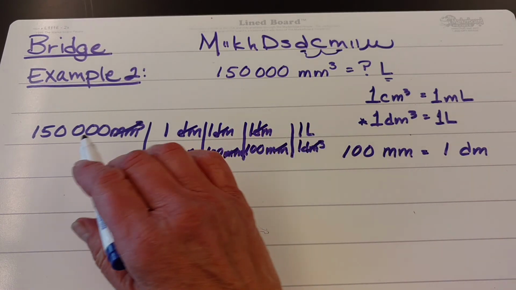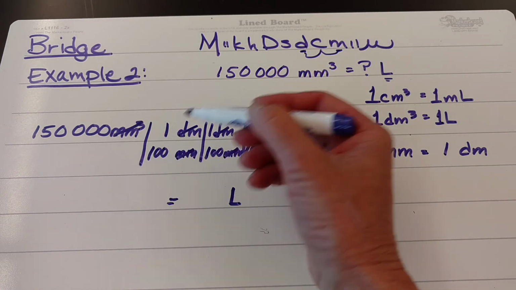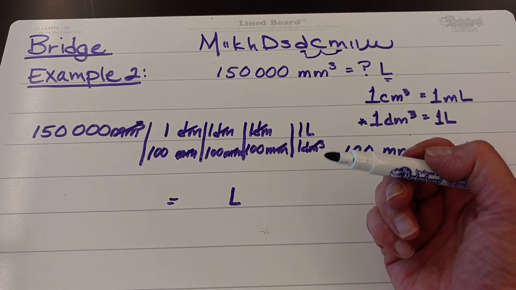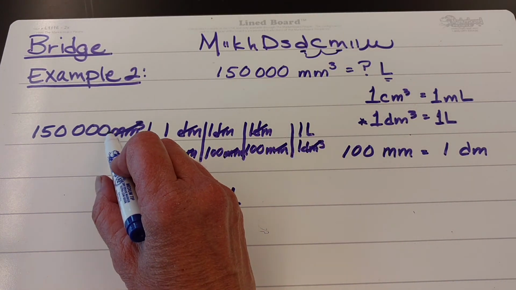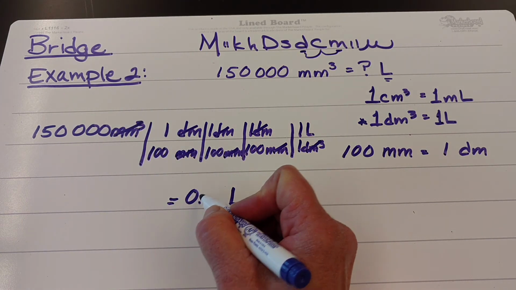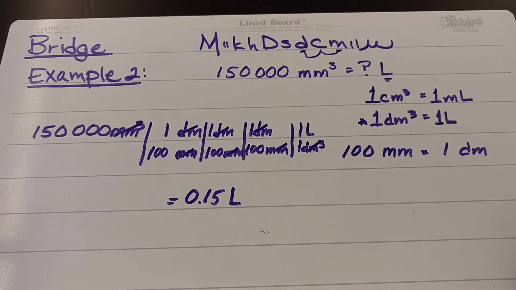We've already determined that. And now we just need to take 150,000 and divide by 100, divide by 100, and divide by 100. So you can do that in your calculator. Or you can work with moving the decimal over. The value that we get here is going to be 0.15 liters.